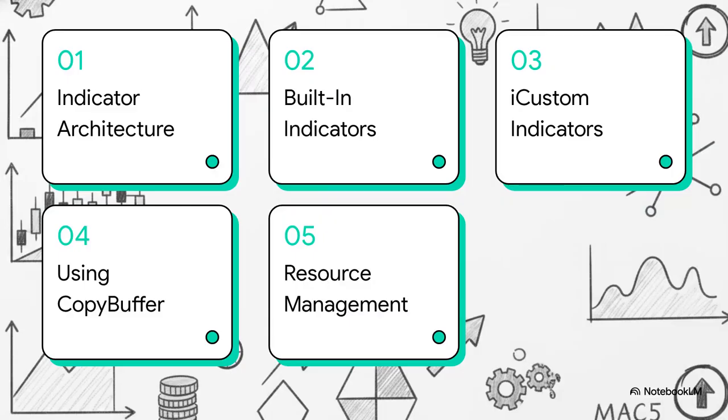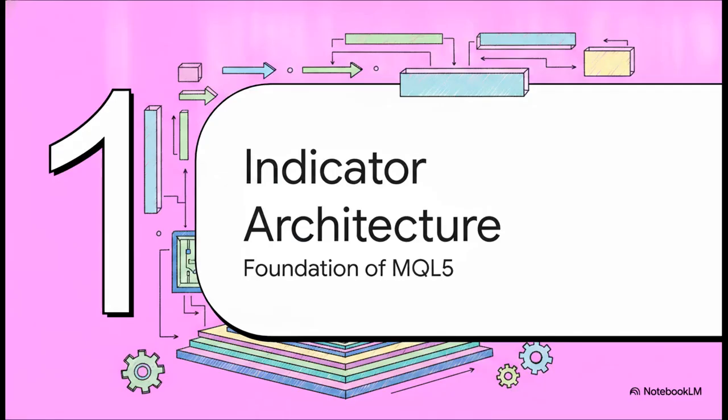So, here is our builder's blueprint for today. We're going to cover the MQL5 indicator architecture, using built-in indicators, unleashing iCustom indicators, retrieving that data with CopyBuffer, and finally, proper resource management. Let's jump in. All right, part 1, the MQL5 indicator architecture.